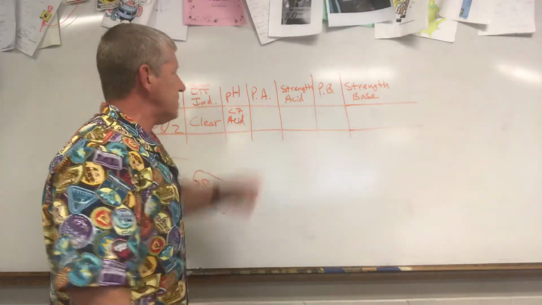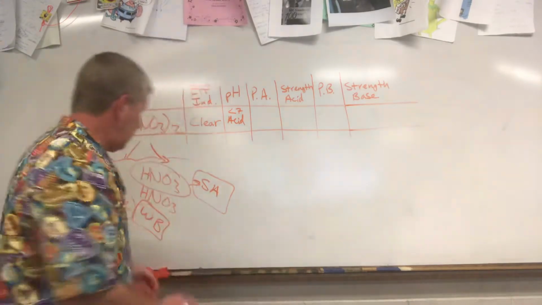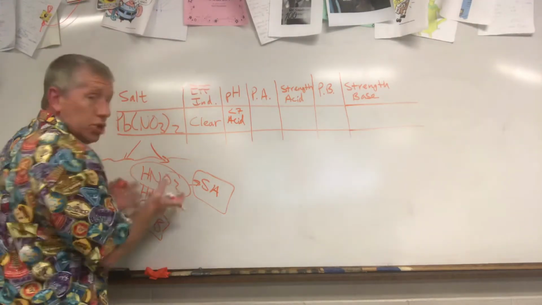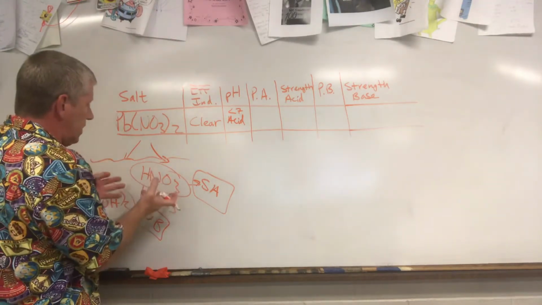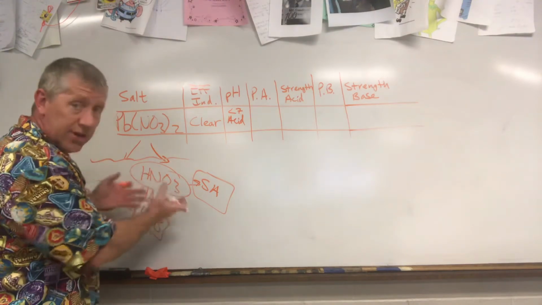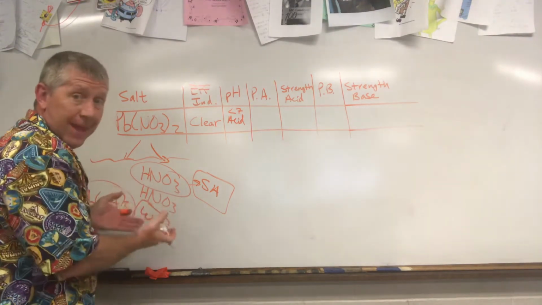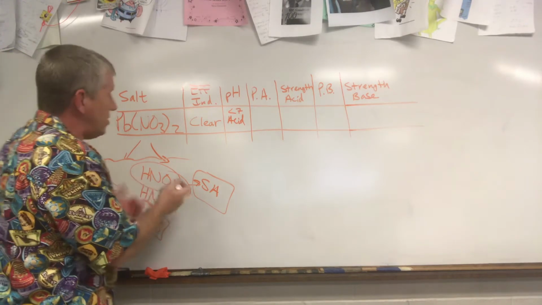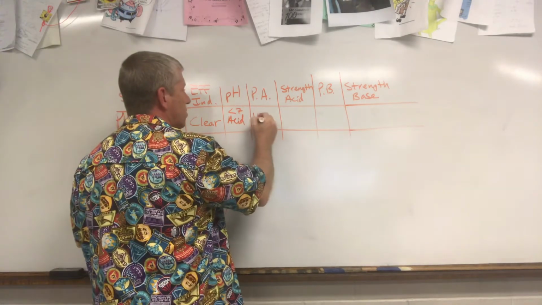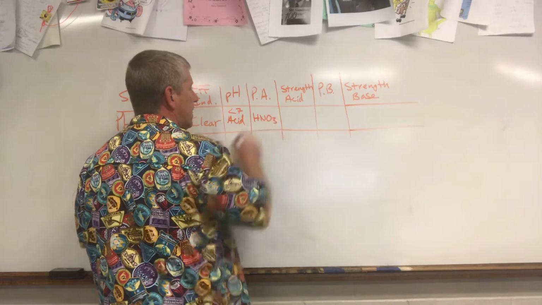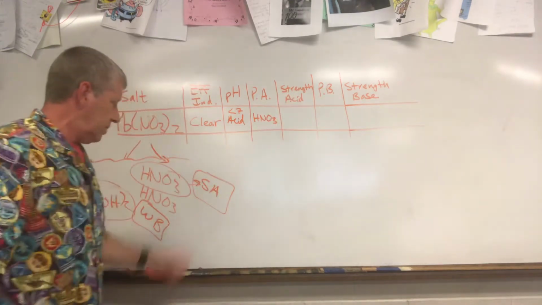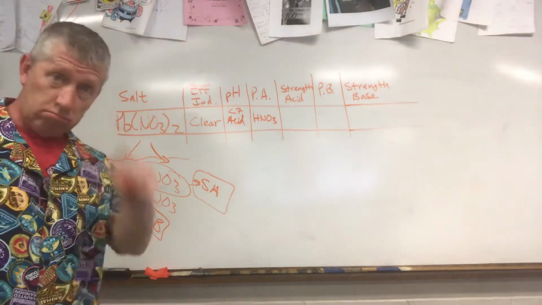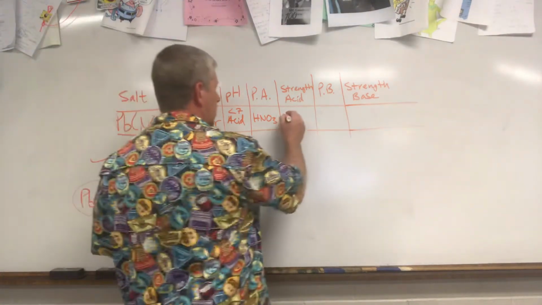All right, what about the parent acid? Go back to 4th grade. The parent acid is the acid that is potentially created, that the water and the salt ion would try to create. What would it be? It's right there. That's the parent acid, the HNO3. The strength of that acid? You better say strong. Okay, that's strong.